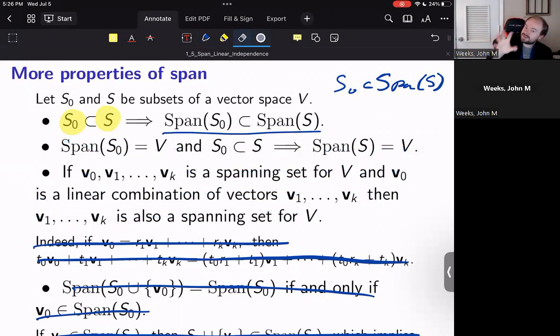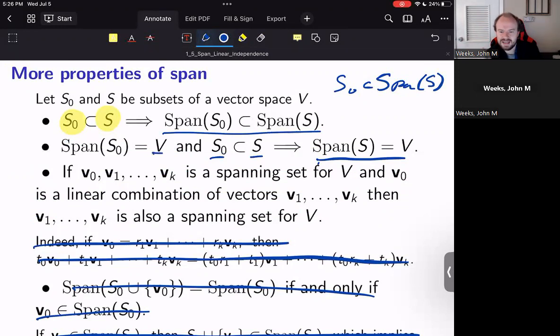Now, if the span of our subset S naught is the vector space and this subset is a subset of S, then by the above principle, we can just take the span of S to be the same vector space. That's because the span of S can only be bigger than the span of S naught, but the span of S naught is the entire vector space.